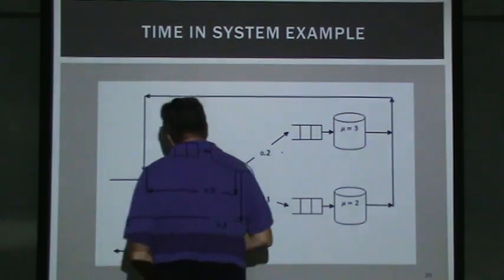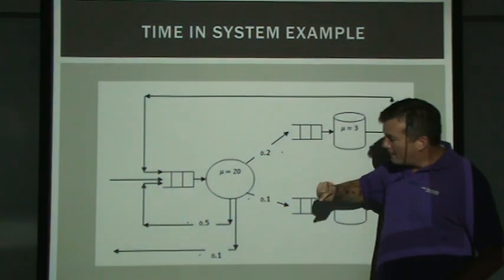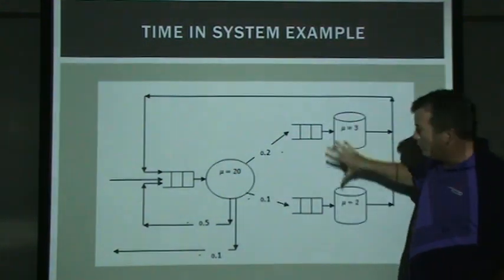Okay, so what we'd want to do is calculate how much time it takes to visit the queue, times how much time we spend at the queue, and then add it all up for all queues.